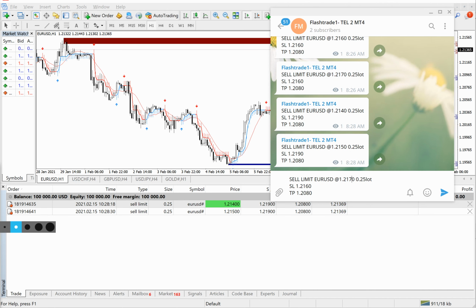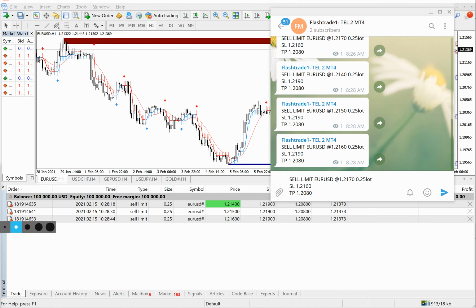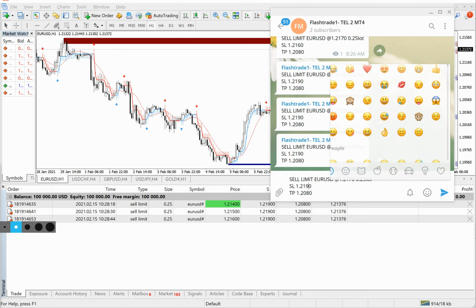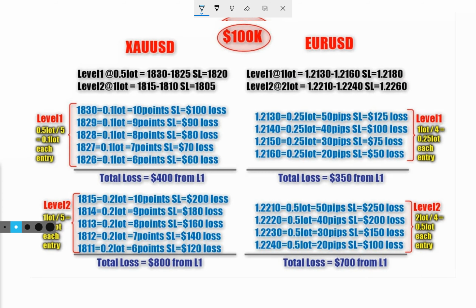Again at 2160 and the SL will be 2190. It will be sent. And I'm going to place the fourth trade at 2170 with SL 1.2190 and TP 2080. So as per this setup, our level was 1.2140 to 2170 with SL 1.2190.